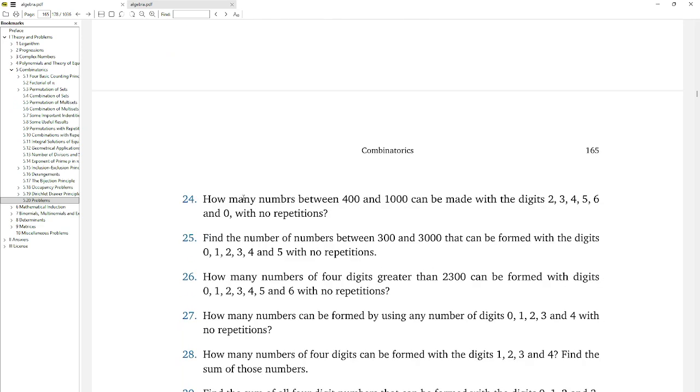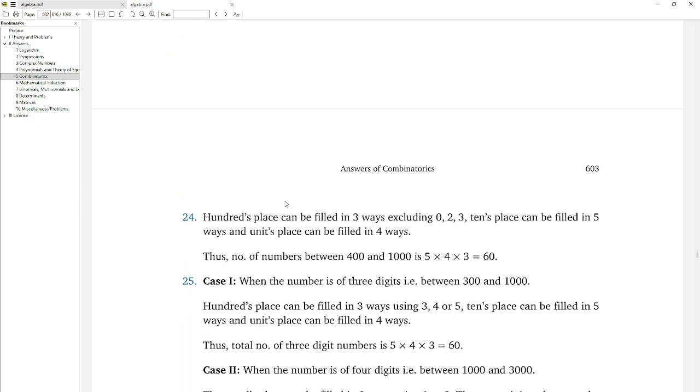Question 24 says, how many numbers, there is again a mistake, between 400 and 1000 can be made with the digits 2, 3, 4, 5, 6 and 0 with no repetition. So you see, hundreds place can be filled in 3 ways, excluding 0, 2 and 3. Tens place can be filled in 5 ways from the remaining 5 digits. And units place can be filled in 4 ways.